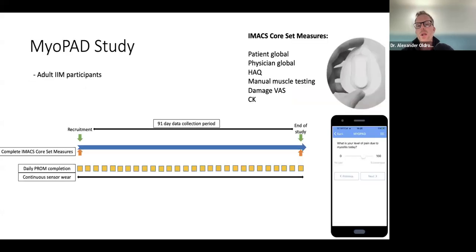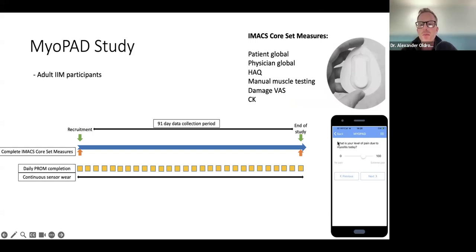So I will mention, at the start and end of the study, we collected what's called the IMACS core set measures. Some of you may be familiar with this, and I will take a moment to explain what it is. This is a method that lots of researchers have come up with where we can quantify the disease activity, so how active someone's myositis is. And there are 6 different things we collect.